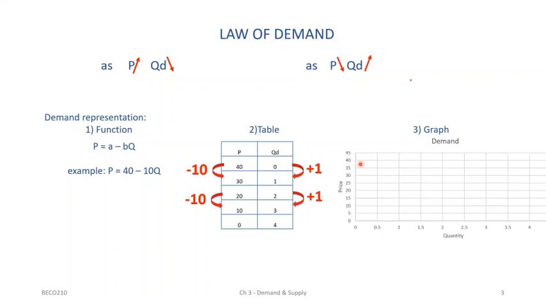Finally, we can show the demand on a graph. We plot each point with the coordinates, quantity demanded with the price: 0 with 40, 1 with 30, 2 with 20, 3 with 10, 4 with 0. As you can see, when we join the points, the line is decreasing, it's downward sloping.